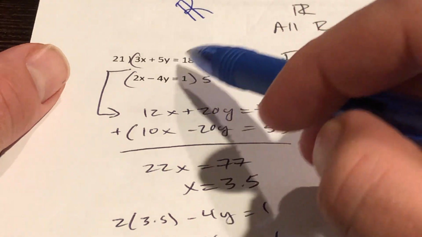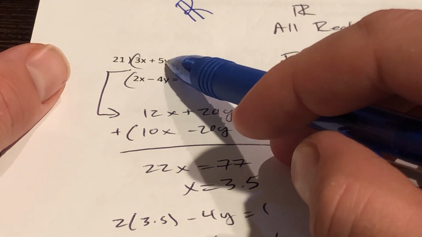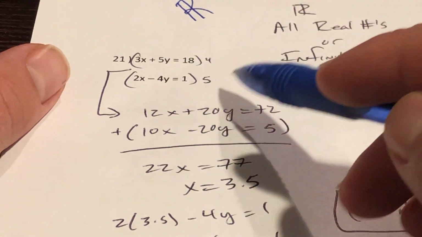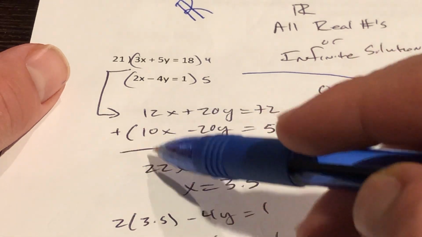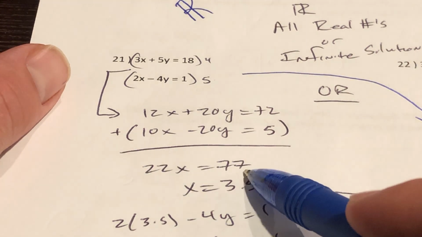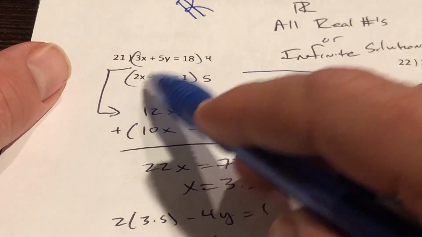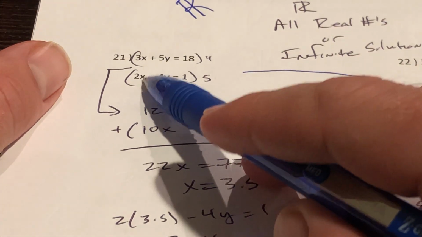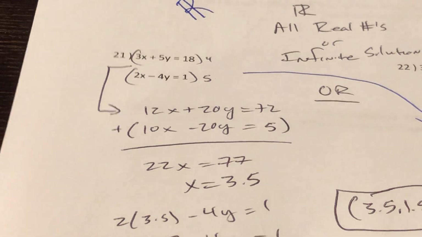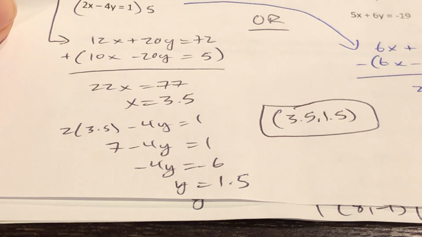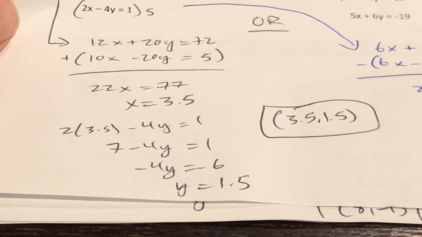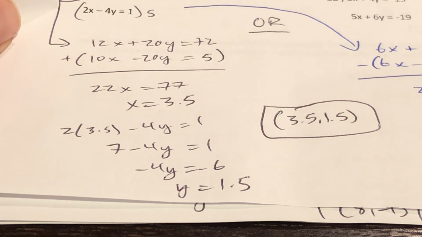So first, if I multiply the top equation by 4, the bottom one by 5, my y's are opposites. Now I can add the two equations together, get 22x equals 77. X is 3.5. Then I'm going to take that 3.5 and plug it in for x in the bottom equation, so I don't have to deal with decimals. 2 times what x is, minus 4y is equal to 1. You can see how I solve that. I got y is 1.5.